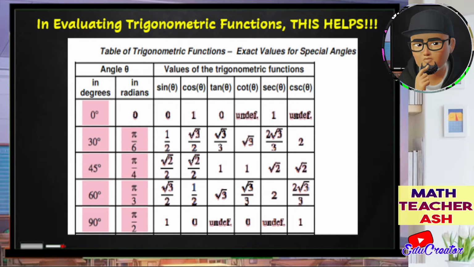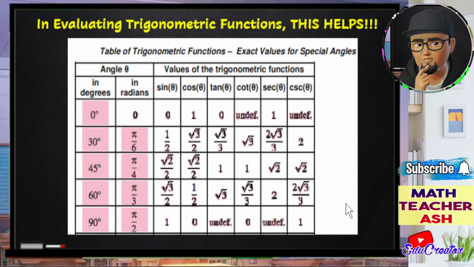Now, of course, my dear math learners, this also considers the 30 degrees, the 45 degrees, the 60 degrees, and the 90 degrees. These are its equivalent values in terms of the trigonometric functions. Of course, if you don't have this table, you can also apply our special trick. If you have watched my video in our channel, the simple technique of knowing the trigonometric functions, I will link that video in our comment section.